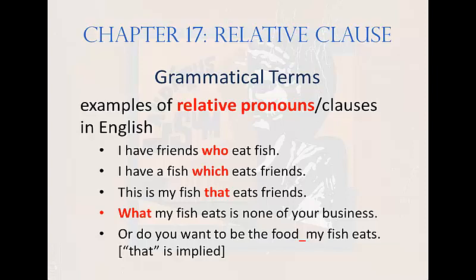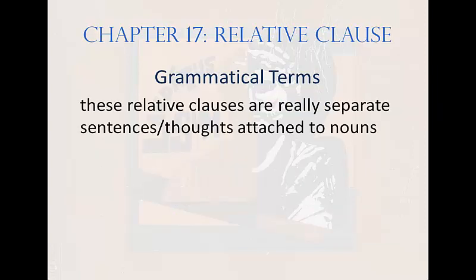Notice that each of these relative pronouns introduces a clause called a relative clause. I've underlined them here. Who eat fish? Which eats friends? That eats friends? What my fish eats? And my fish eats, where the relative pronoun is omitted. Each of these relative clauses is really a little separate thought, a separate sentence with its own grammar. In the clause, who eat fish, who functions as the subject. Eat is the verb, and fish is the direct object.